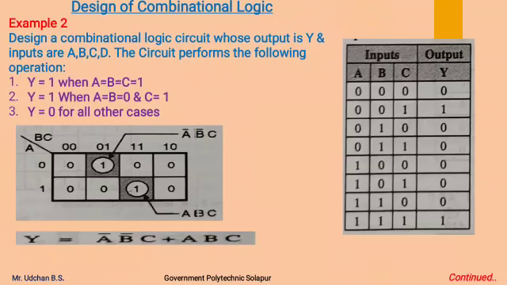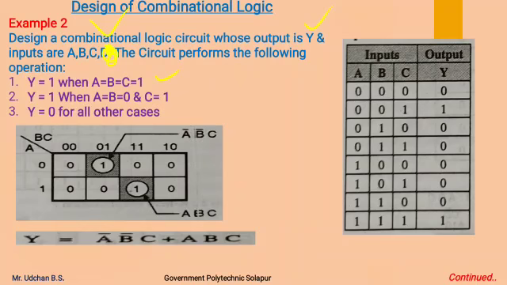We will see the second example, in which we have to design a combinational logic circuit whose output is Y and inputs are A, B, C. Here the D variable is not there; by mistake D remained as it is from the previous problem. Here there are only three inputs A, B, C. The circuit performs the following operation.